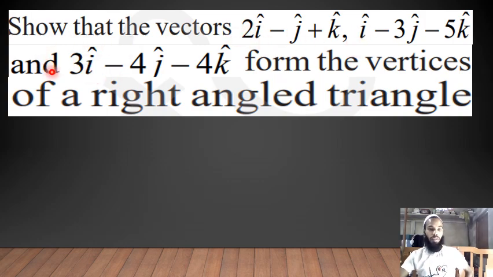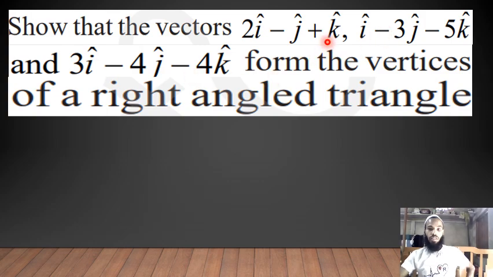In the third vector, the scalar component of i is 3, and the sum of the scalar components of the first two vectors is 2 plus 1 equal to 3. So here 3i. Second, minus j and minus 3, minus j and minus 3, 1 plus 3 equal to 4, and there the minus sign is here, so it is also clear.